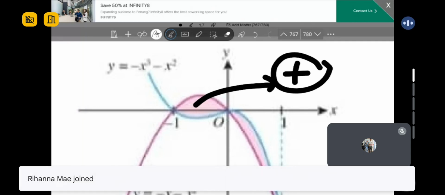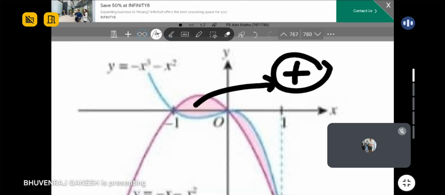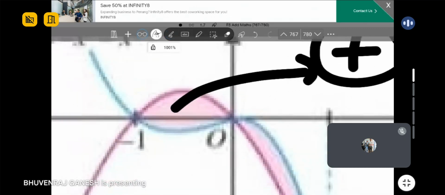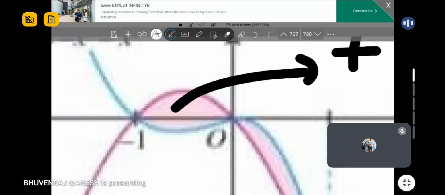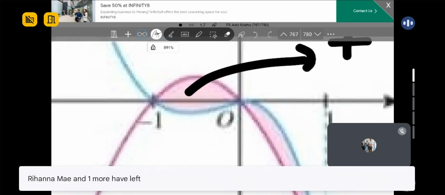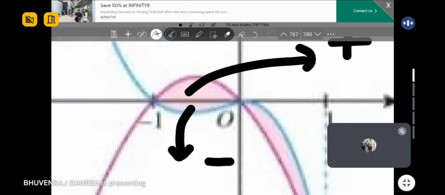Okay? But if you see carefully, can you see you have a smaller region, guys, at the bottom here? Kamu ada satu kawasan kecil kat bawah kat sini. So you must consider the area for that one also. Kamu kena ambil kira. So guys, check and see. Nilai Y kamu. Nilai Y is negative. Am I right? Kamu ada luas negative over here. So guys, one positive, one negative.